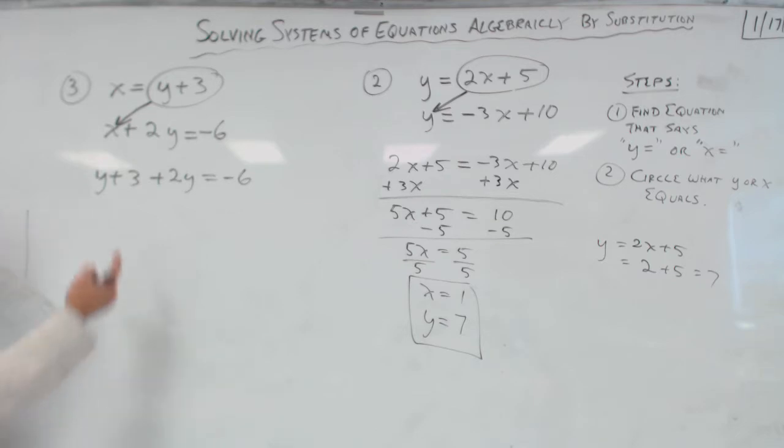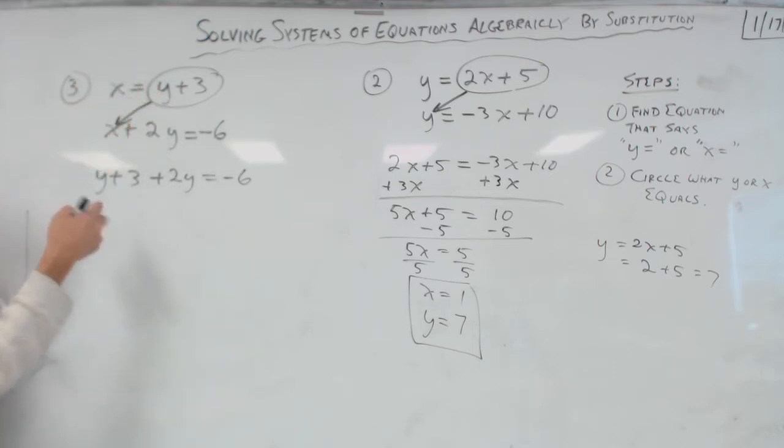Okay? And now notice all I have left here is one equation with one type of variable, y. So I can solve for y, right? If I have one variable, one equation, I can solve for it. If I have two variables, I need two equations. I started with 2, I condensed it into 1.